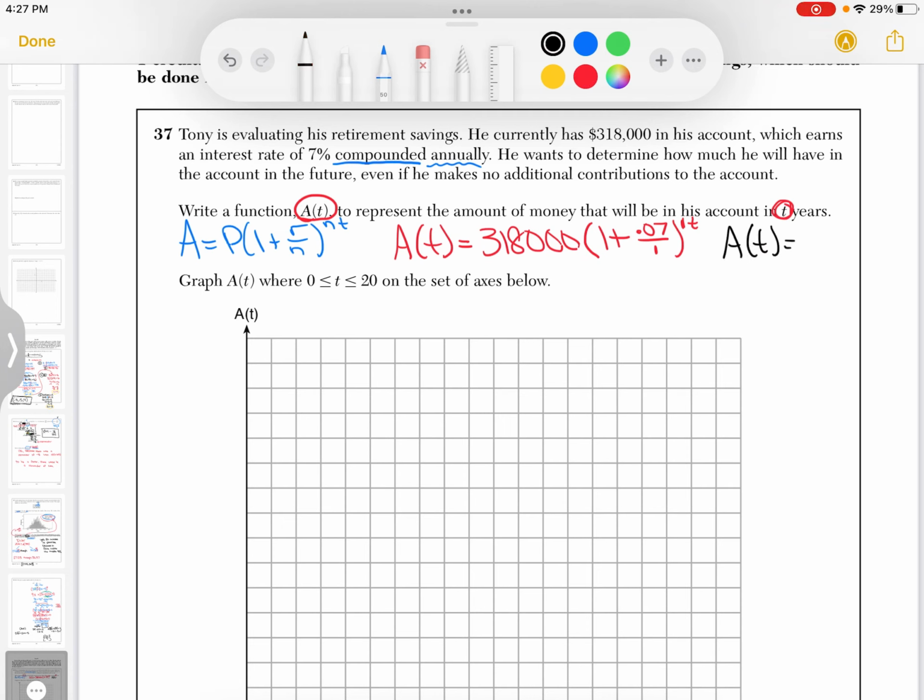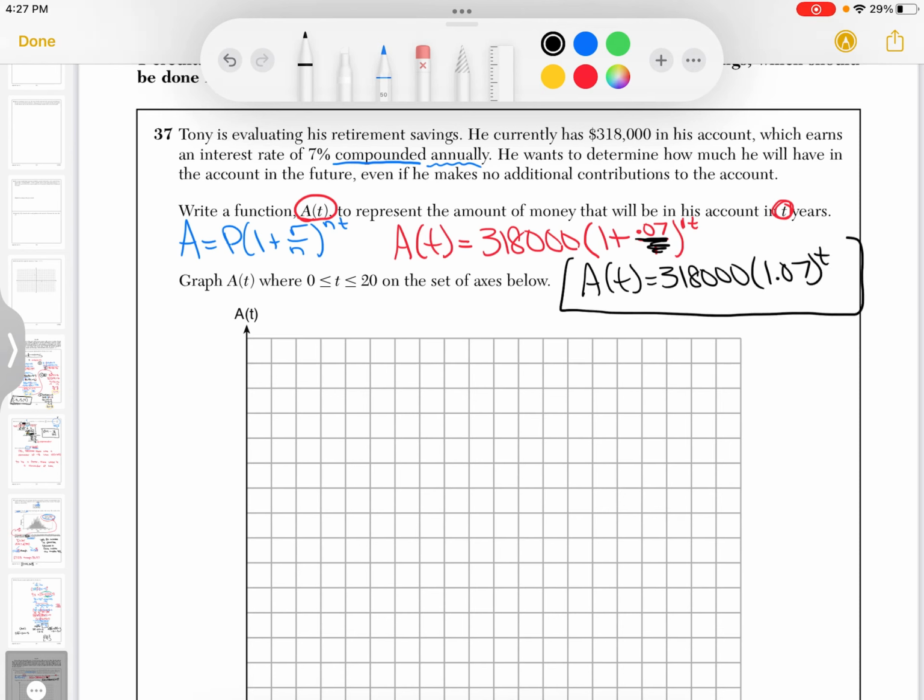And then I'm going to simplify this a little bit because this divided by 1 is just 0.07. So this is, let me do it down here so I have enough space. A of t equals 318,000 times 1.07 to the t. That's my answer for this first part.